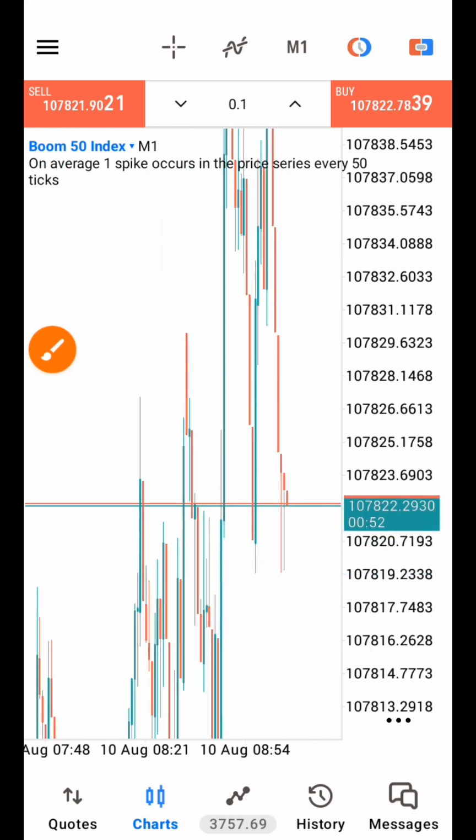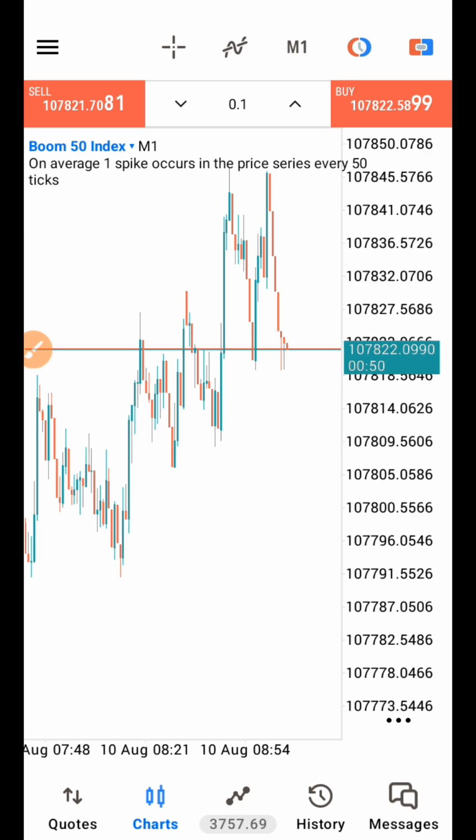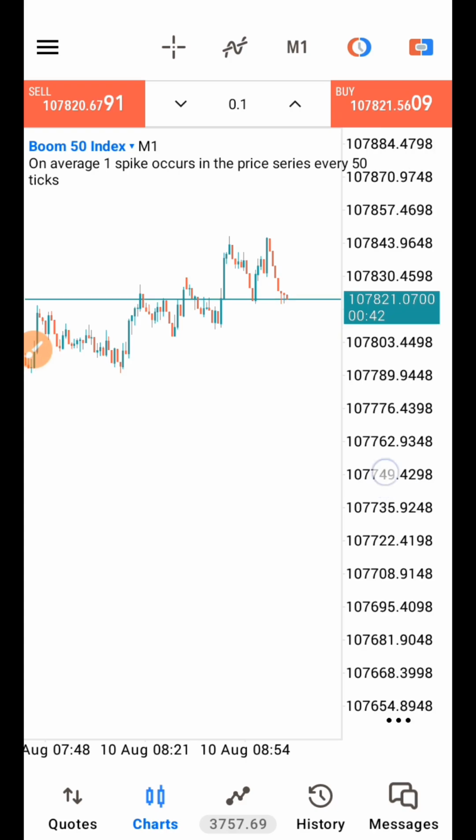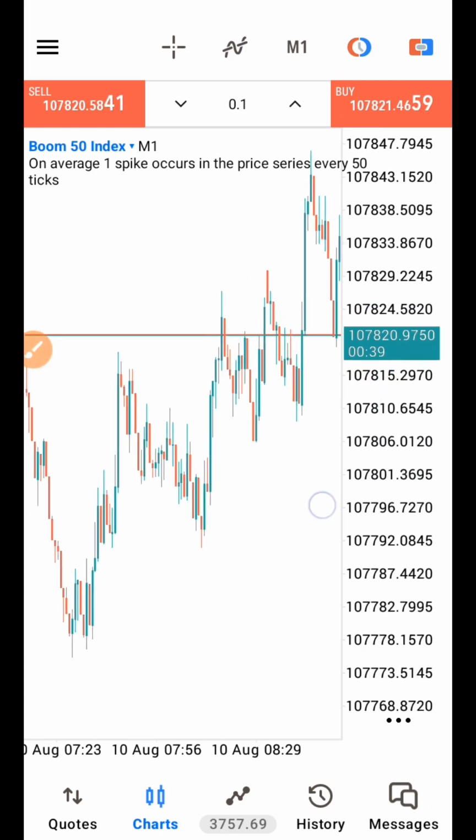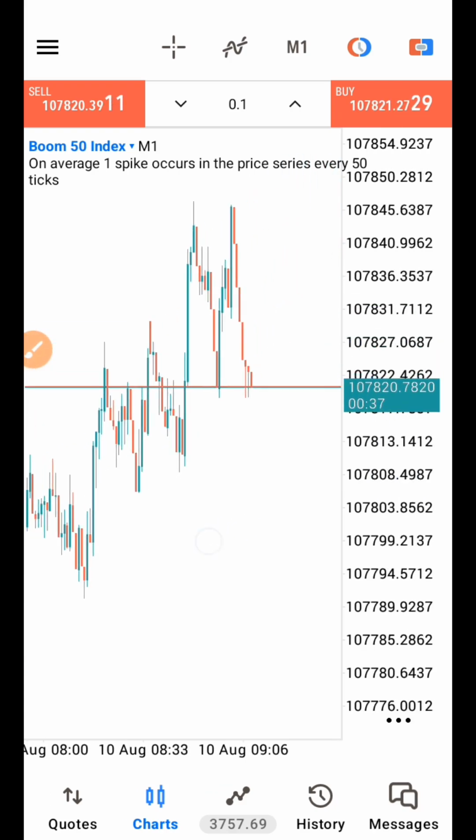So this is the... what does it call? Boom 50, right? So now I think we have a very practical example here. I think we have a live trade here.